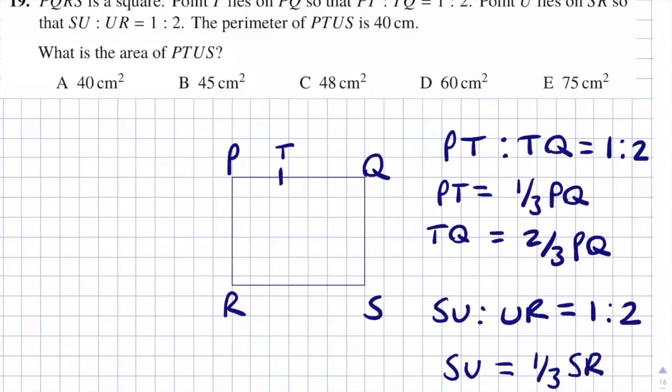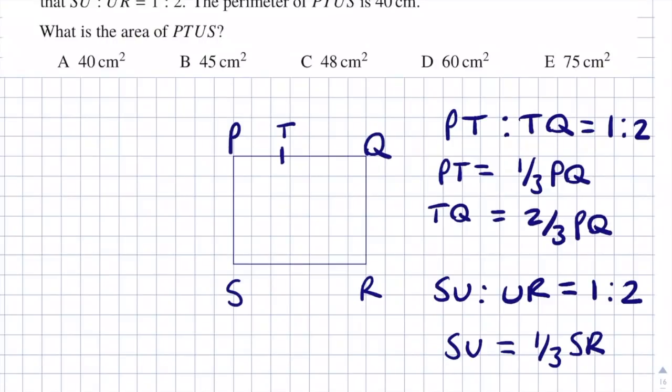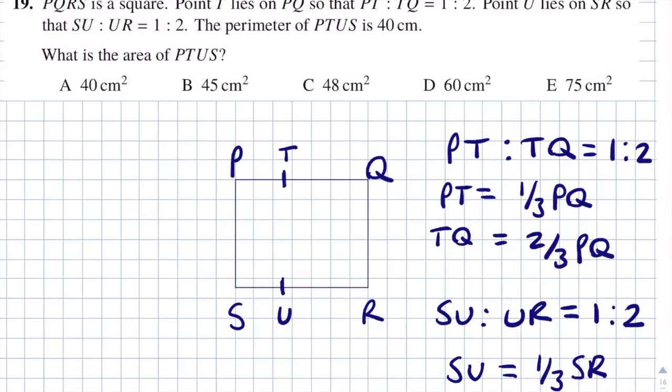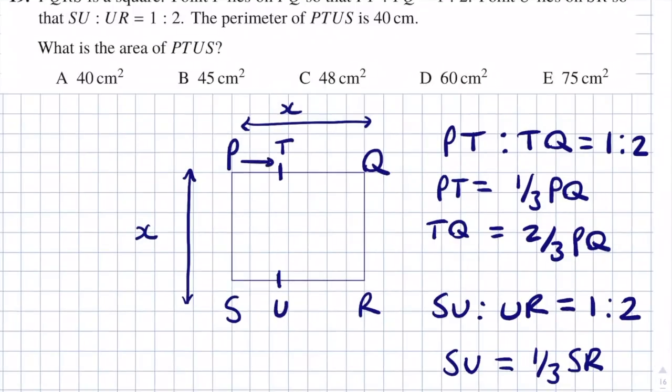Now, what I'm going to do is switch my R and S round. It doesn't really matter, because it's a square, so all of the side lengths are going to be equal. But what it means is that I can annotate point U so it's exactly parallel to point T. And that's really going to help me solve this question. Okay, so let's say that the side lengths of this square are length X. Now, if PT is a third of PQ and SU is a third of SR, then surely this length is going to be a third of X, and this length is also going to be a third of X.